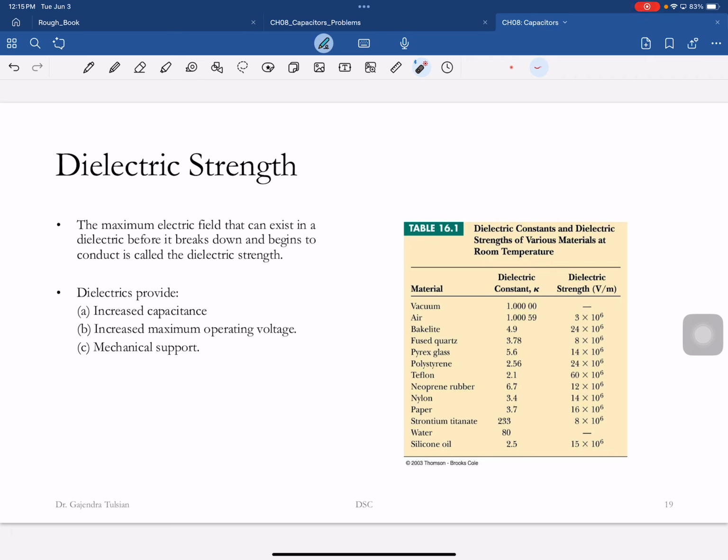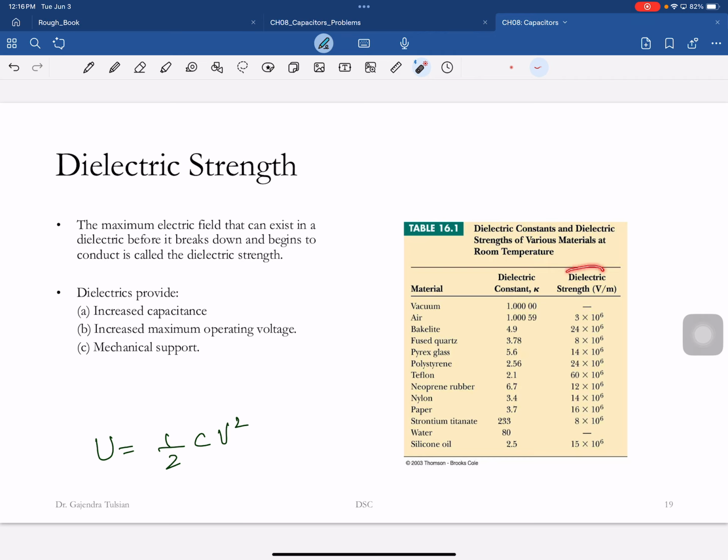So here's what the dielectrics do. They provide increased capacitance. And that's a good thing, because remember, the energy stored in a capacitor is one half CV squared. Okay. They provide increased capacitance, and in addition, you can charge the capacitor to higher voltages as well. So you can store much more energy. Increased maximum operating voltage, and then mechanical support as well. What do we mean by mechanical support? Prevent them from coming together. That's right.